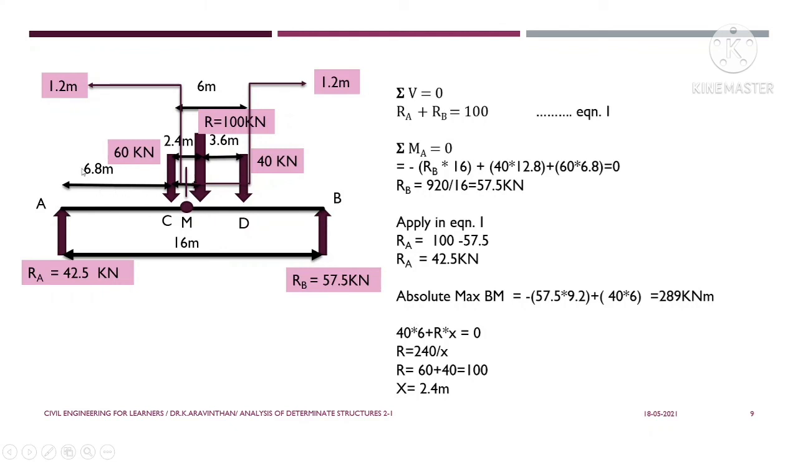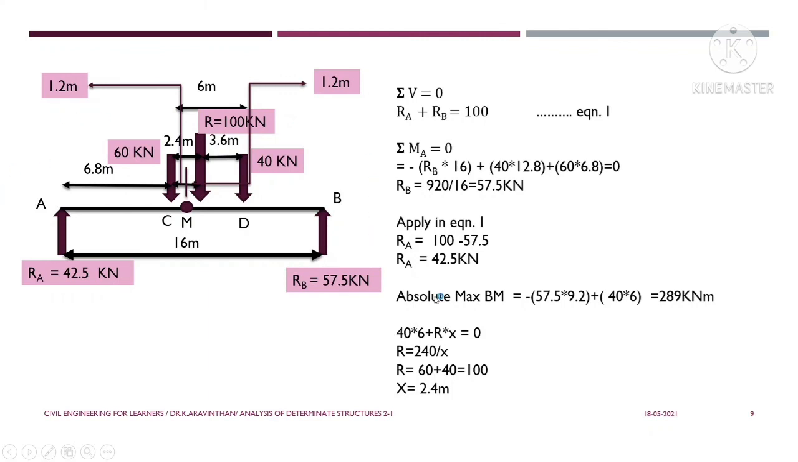Okay. How to find 60 into this distance? The midpoint is exactly at 8 meter. If I subtract 1.2 meter, 8 minus 1.2 will be 6.8. So 60 into 6.8 is written here. And if I take RB outside, RB will be 57.5 kilonewton. So if RB is 57.5 kilonewton, RA will be, substituting here, 42.5 kilonewton. Now I got RA and RB.